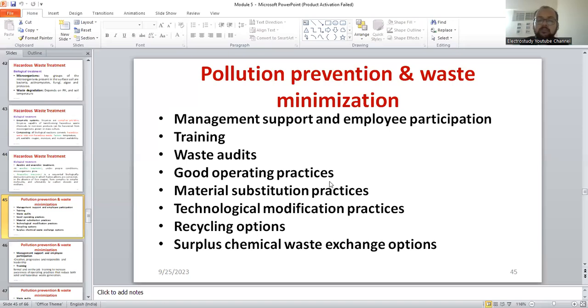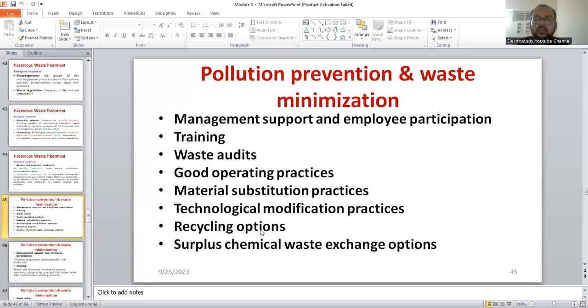Good operating practices: you can take from benchmarking, then total quality management, etc. Material substitution practices, that is another method. How to substitute the material. For example, you are replacing plastic with cloth. A simple example, because plastic is very hazardous. Material substitution practices is another strategy. Technological modification practices: you are removing the outdated technology and replacing it.